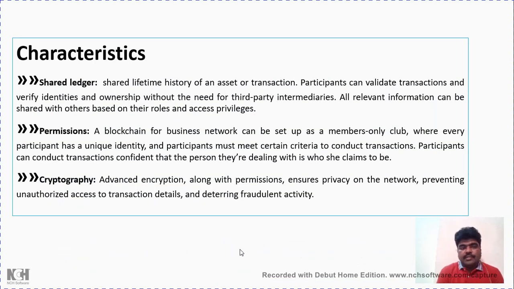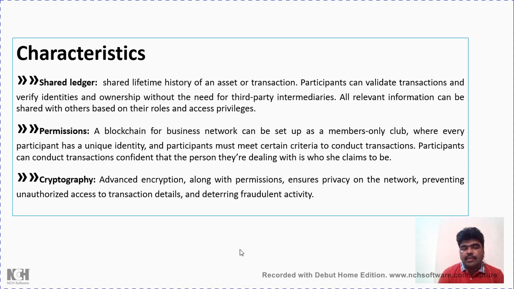Next, the characteristics of the blockchain. As we know, it is a decentralized distributed ledger, the shared lifetime history of an asset or a transaction. Participants can validate transactions and verify and identify ownership without the need for third-party intermediaries. In the client-server model, a third party or central authority is always involved. Here, because of the shared ledger, that is avoided. All relevant information can be shared with others based on their roles and access privileges.